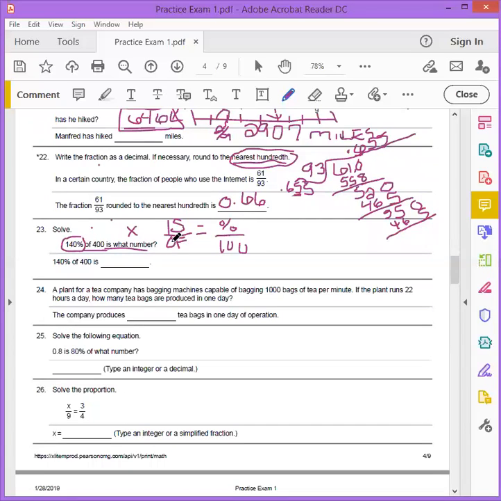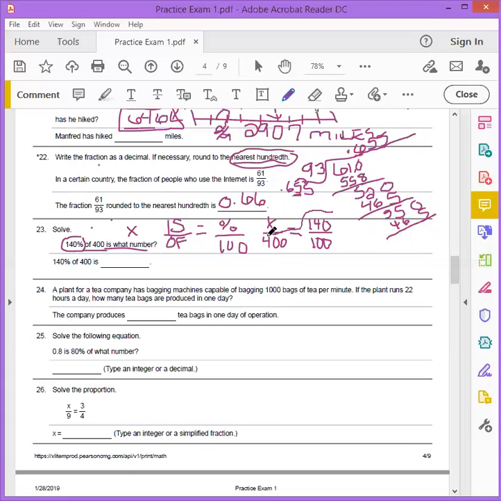So where of is the denominator of the first fraction, we're going to replace that space with 400. The is we don't know, so we'll put an x there. And on the right side of the equal sign, our percent is 140. It should be in the numerator. And 100 stays in the denominator on the right.